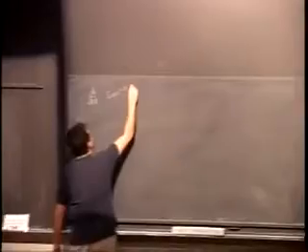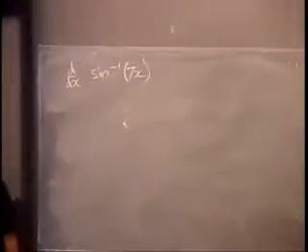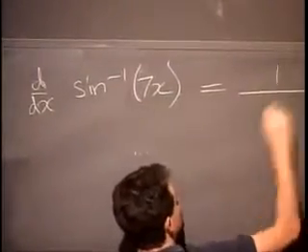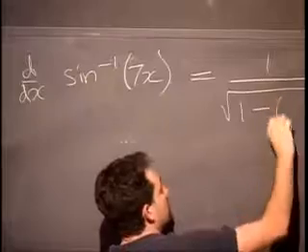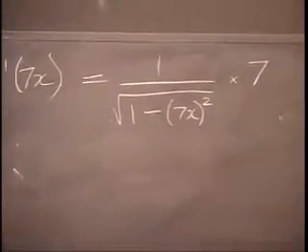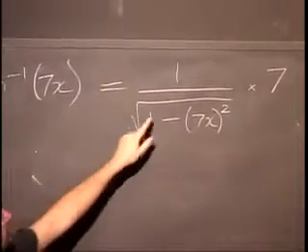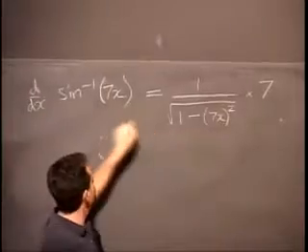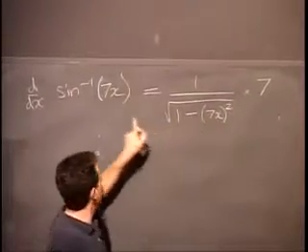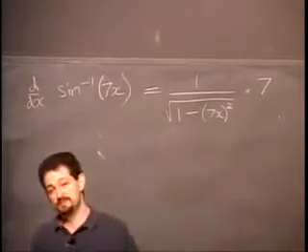This is a fairly straightforward example, but I just want to demonstrate you could use the chain rule to do it, or you could write the answer straight down. Basically, the formula would have been 1 over root 1 minus x squared, but now we have 7x instead of x squared. Bang. But of course, when you replace x by a multiple of x, you have to multiply by that multiple. We saw that all the time.